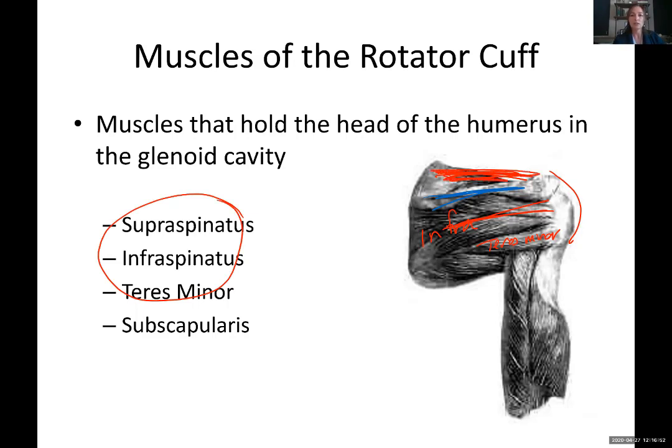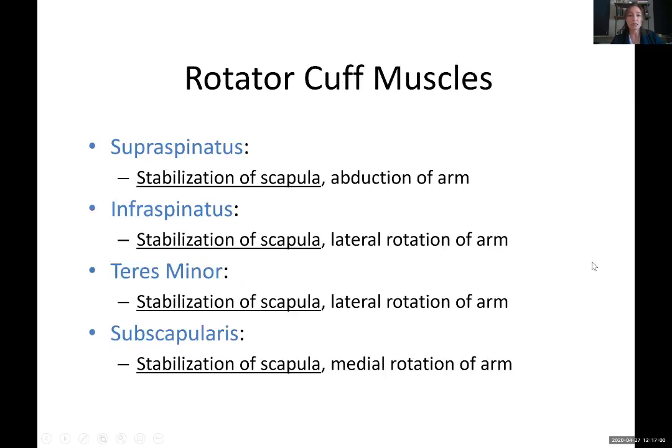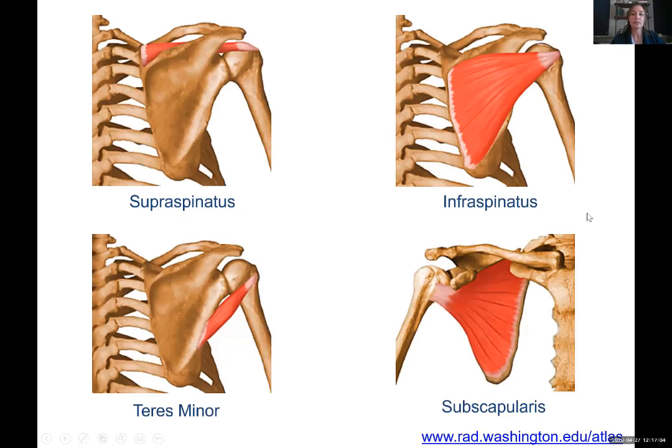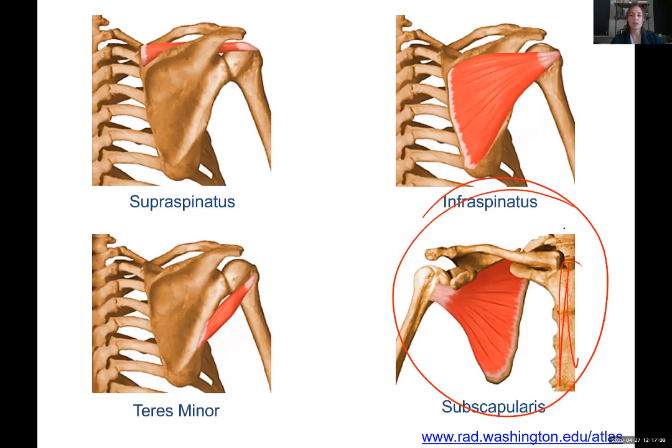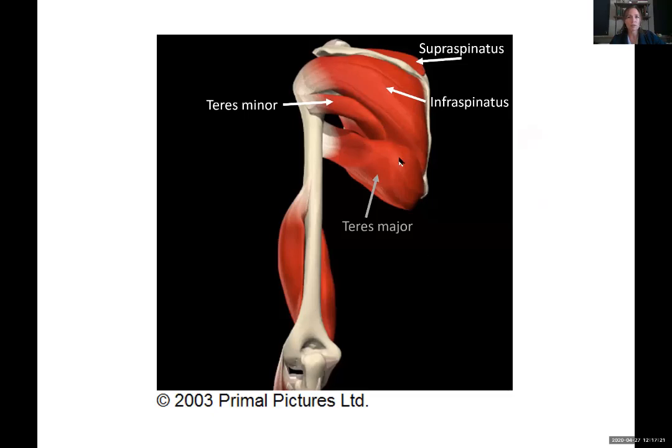So all these three are going to be on this posterior side. So we have this one, supra at the top, we have infra here under the spine, and we have teres minor. Subscapularis is just going to be on the other side, which apparently I don't have a picture of. There you go. You can see subscapularis over here. So this is the only one, notice the sternum, that's an anterior view, and it's the whole underside of the scapula, and it's attaching here. So it's the only one that you can see from this perspective. So those are the rotator cuff muscles.